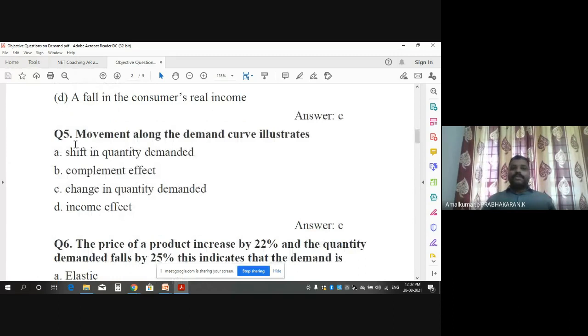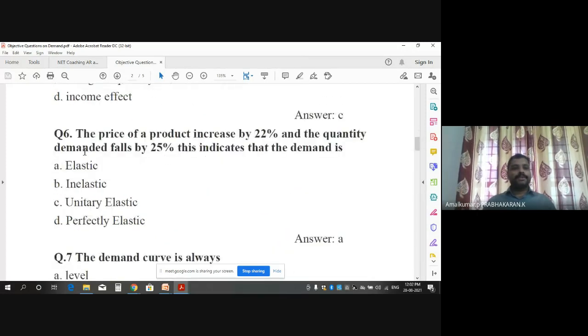Then another question: movement along the demand curve illustrates what? The options are a shift in the quantity demanded, complement effect, change in the quantity demanded, or income effect. Here, the movement along the demand curve represents the change in the quantity demanded.